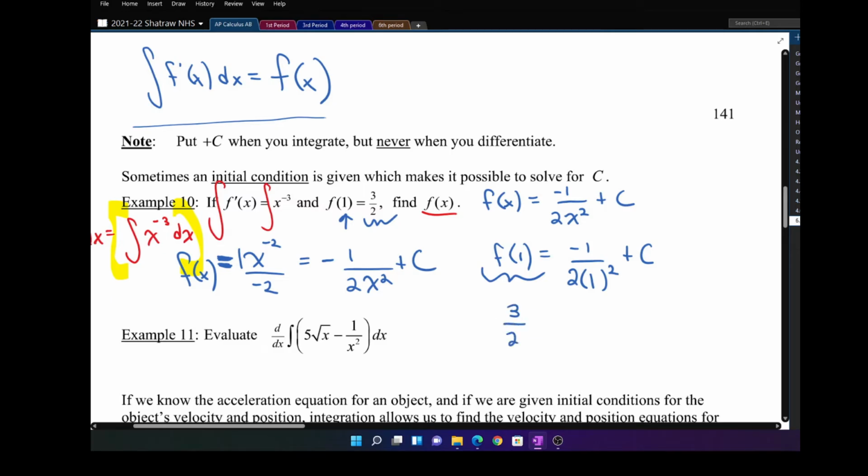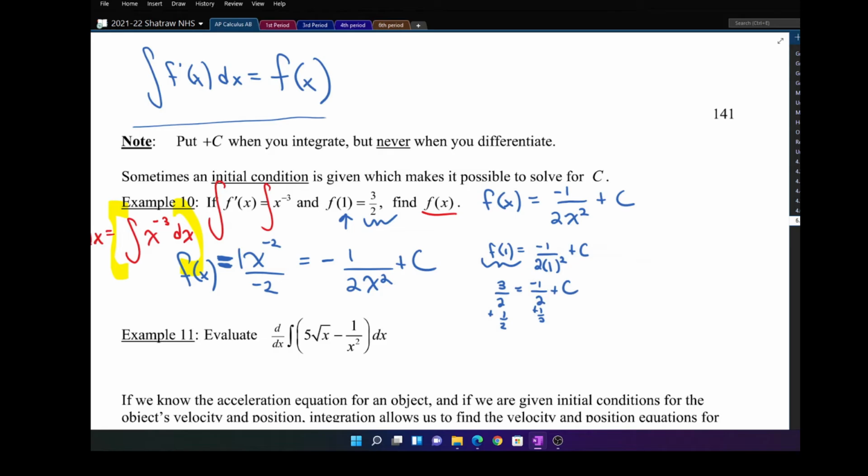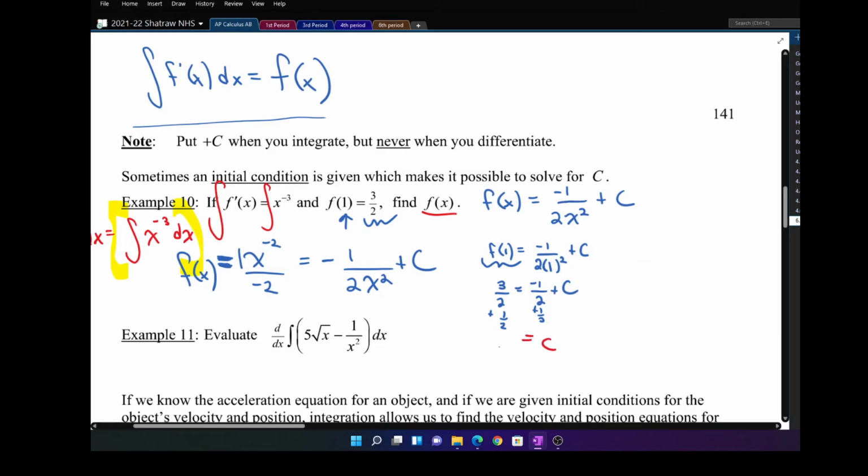So I'm just going to write this 3/2 down. And over here, I'm going to simplify this a little bit. Negative 1 over 2, because 1 squared is 1, and 1 times 2 is 2. And here we go. Now I'm going to add 1/2 to both sides, and I'm going to end up finding out that c will equal 3/2 plus 1/2, which is 2. And so my original function has now been found, and it is negative 1 over 2x squared plus 2.